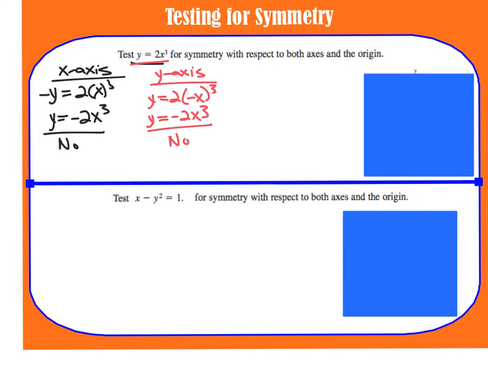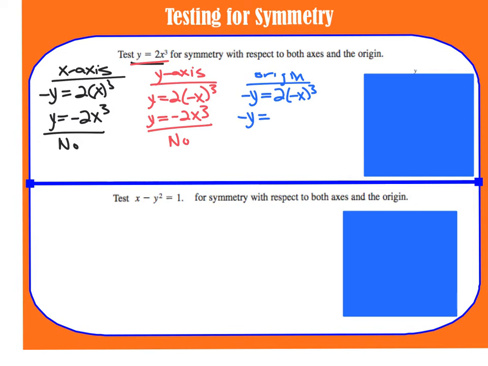Now we're going to test for origin symmetry. And I'll tell you a cheat code after this. To test for origin symmetry, we need to change what? Both of them. We need to change both of them. So I not only have negative y is equal to 2 times negative x cubed. So this is still negative y is equal to, what happens here again? The negative gets to?